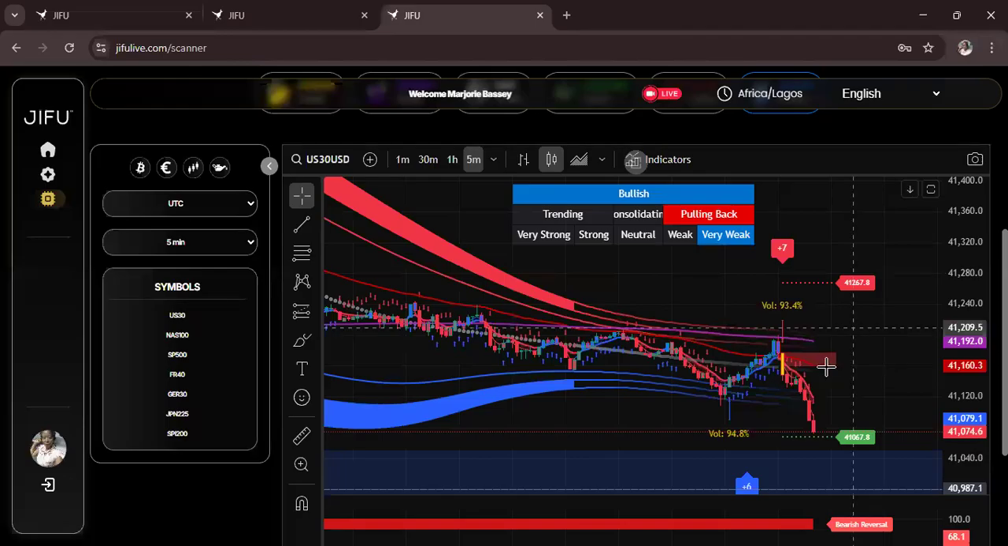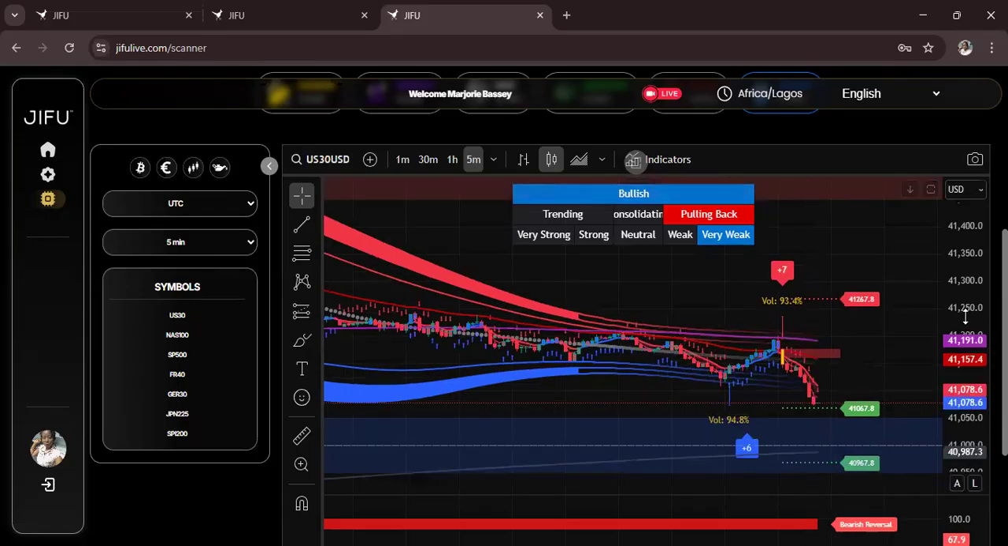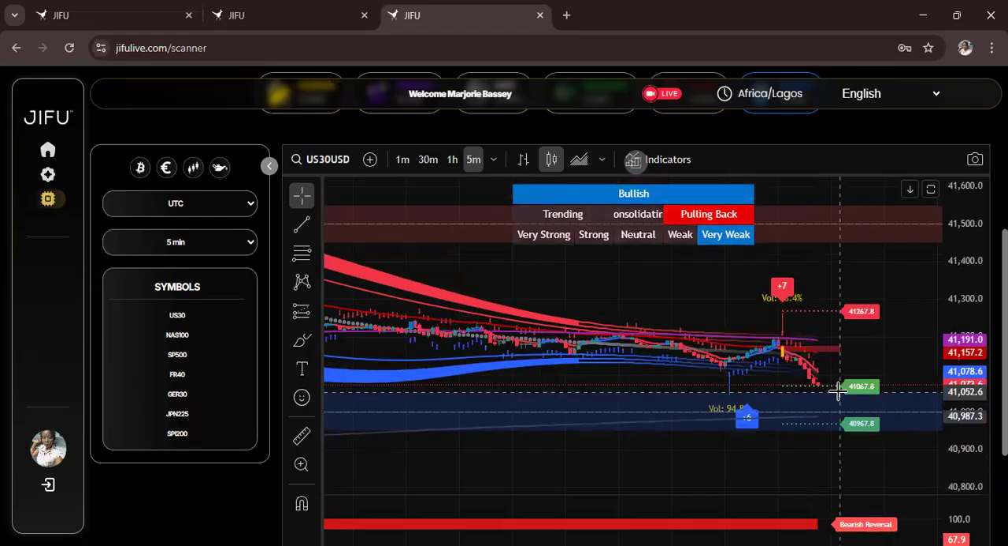So for US 30, it started, look at it, it even gave the yellow candle. It gave the yellow candle, and there's going to be a pullback because it's already entering a demand zone. So you wait for it to pull back. Even Sniper Pro is showing there is a bit of pullback.